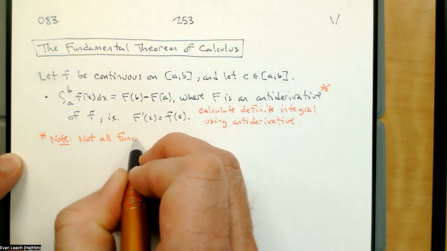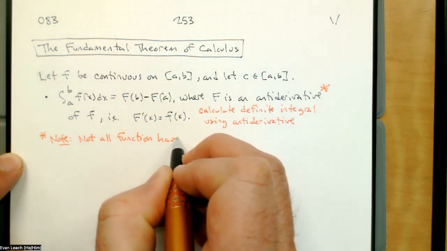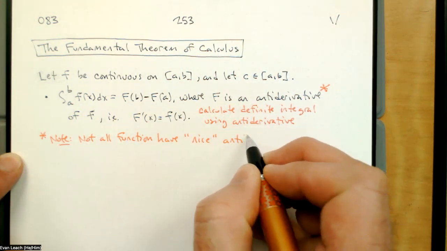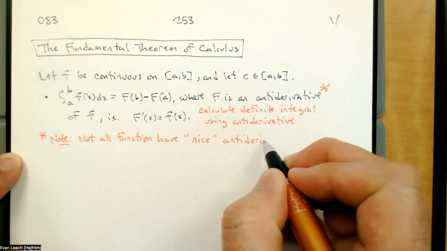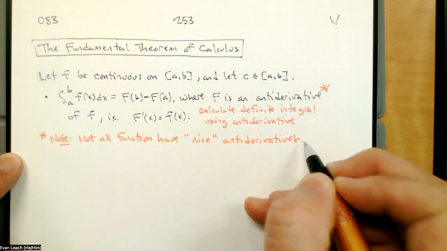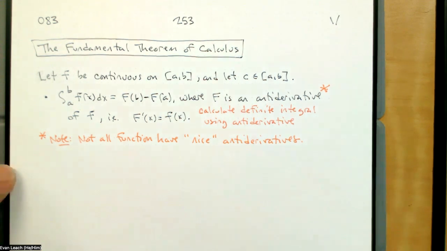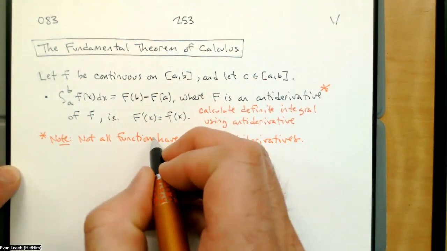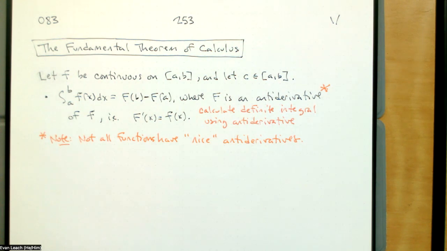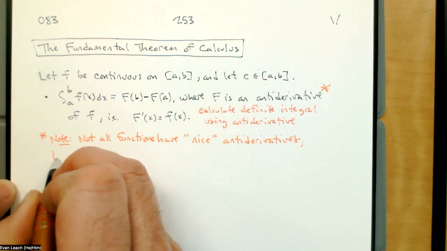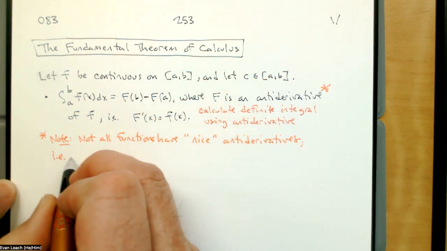Not all functions have what we'll call nice antiderivatives. That is, not all functions are the derivative of some finite combination of elementary functions. We can unpack that later, but that's what we mean when I say nice antiderivatives.